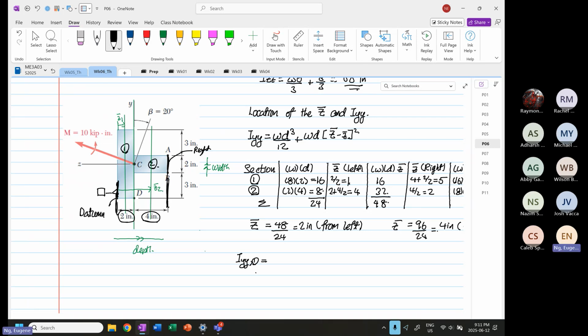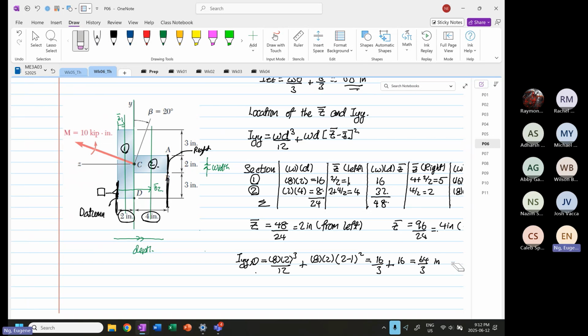I remember I show you what I did, right? So I just do the same thing. 8 times 2 cubed over 12 plus 8 times 2 multiplied by (2 minus 1), the whole thing squared. Okay. So 8 times 2 power 3 divided by 12 is equal to 16 over 3 plus 2 minus 1 times (2 minus 1) squared. So 1 squared times 2 times 8 is equal to 16.